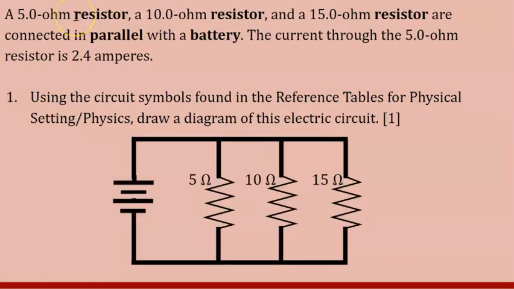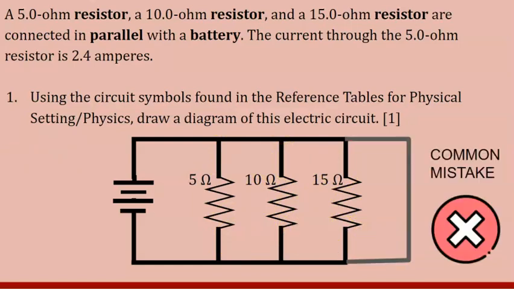I see that I have 3 resistors, 5 ohm, 10 ohm, and 15 ohms, and they are connected in parallel. So I drew my circuit like this, and it also mentions a battery. Every circuit has to have a battery, so this is what my circuit looks like. The order of these resistors does not matter, but it's important that they're connected in parallel like this.